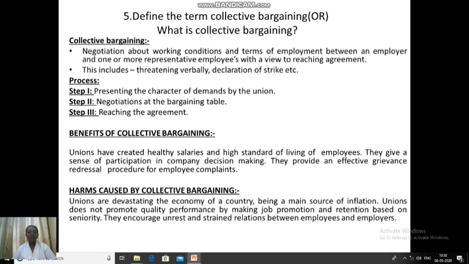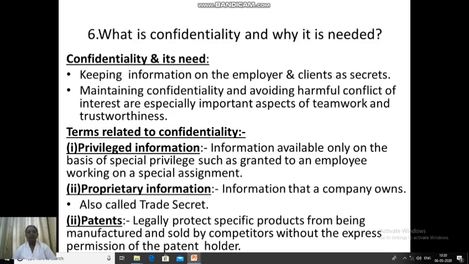Then harms caused by collective bargaining. Unions are devastating the economy of a country, being a main source of inflation. Unions do not promote quality performance by making job promotion and retention based on seniority. They encourage unrest and strained relations between employees and employers. Sixth question is, what is confidentiality and why is it needed?